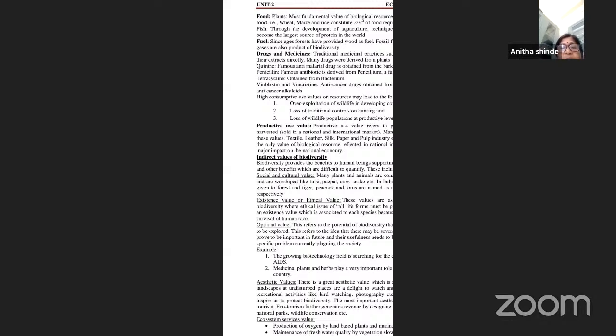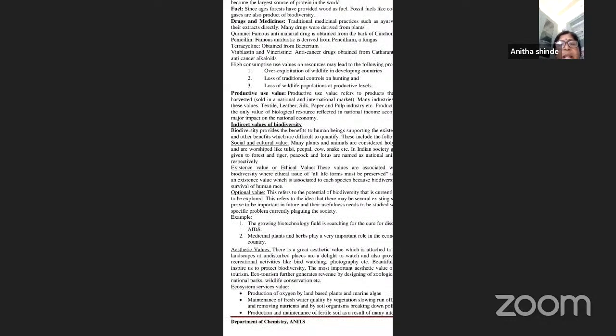So the ecosystem services value is very, very important. So we need to conserve the ecosystem because the ecosystem plays a very, very important role. It helps in the production of oxygen by land-based plants and marine algae, maintenance of freshwater quality, and the production and maintenance of fertile soil also.